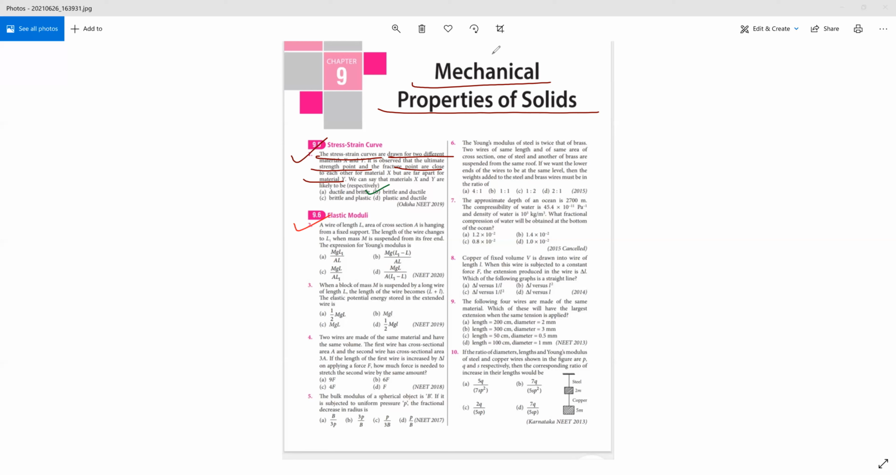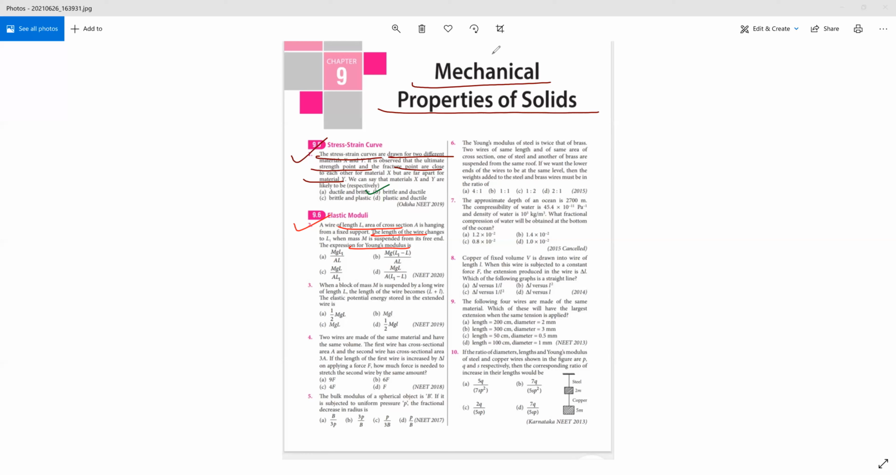Second one. A wire of length L, cross section A, is hanging from a fixed support. The length of the wire changes to L1 when mass M is suspended from its free end, and the expression for Young's modulus is... So among 4 options, we have to choose the related one.